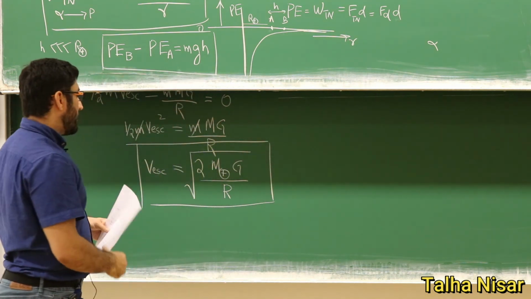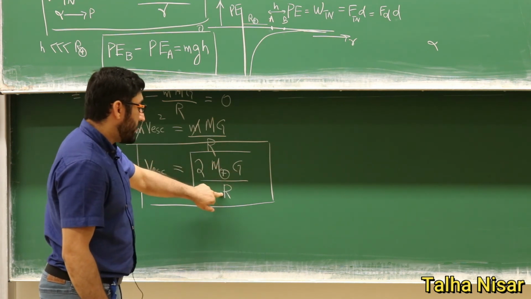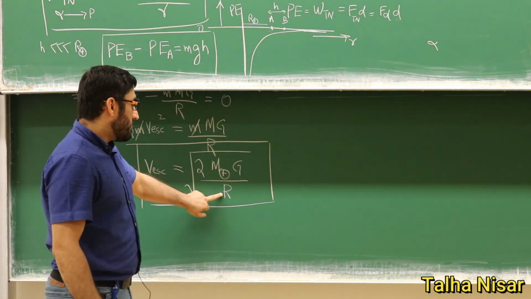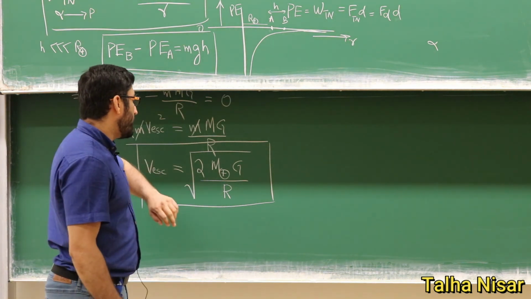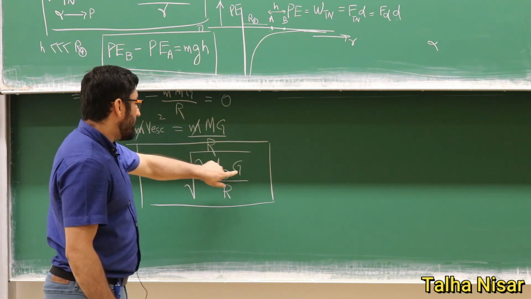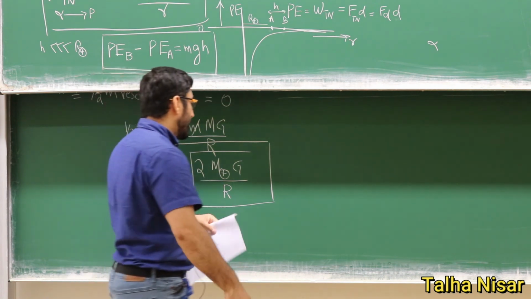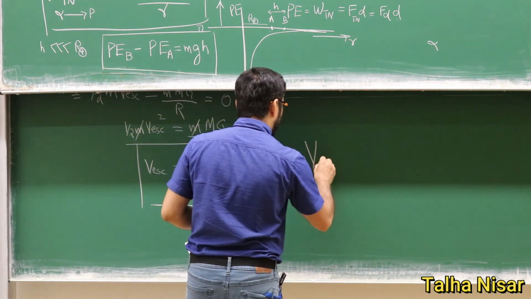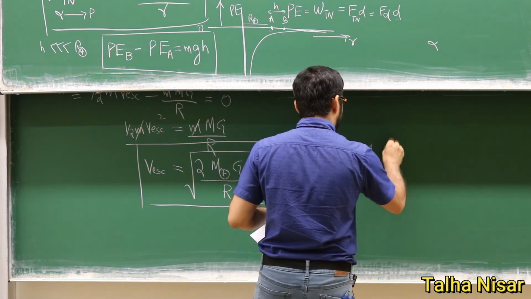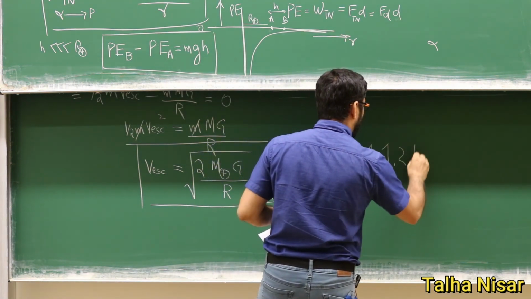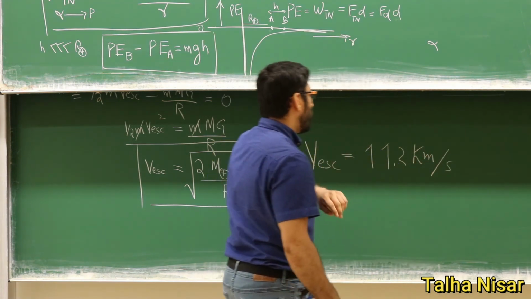What we see here is that we have the mass of the earth, the gravitational constant, and the radius of the earth. We know the radius of the earth is 6,400 kilometers. We know the mass of the earth, and we know the gravitational constant. If we put in these values, the escape velocity is 11.2 kilometers per second. It's an extremely high velocity.